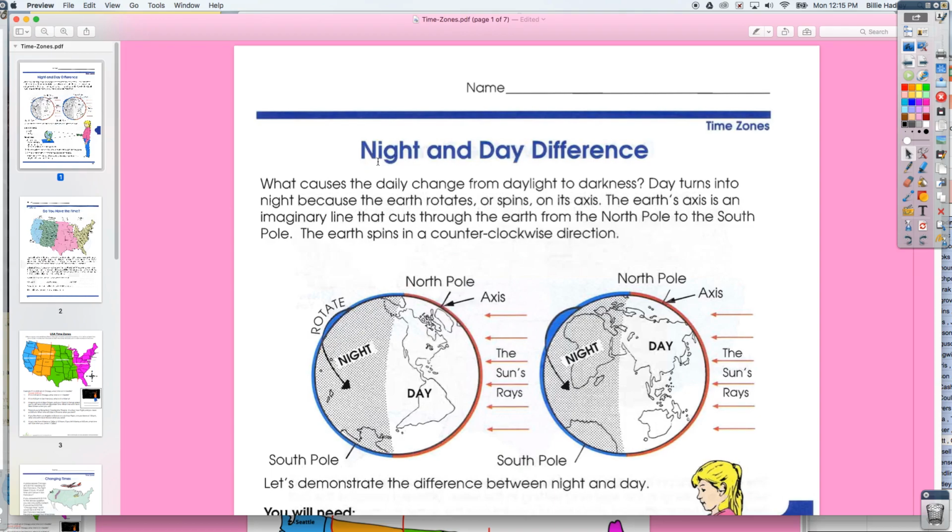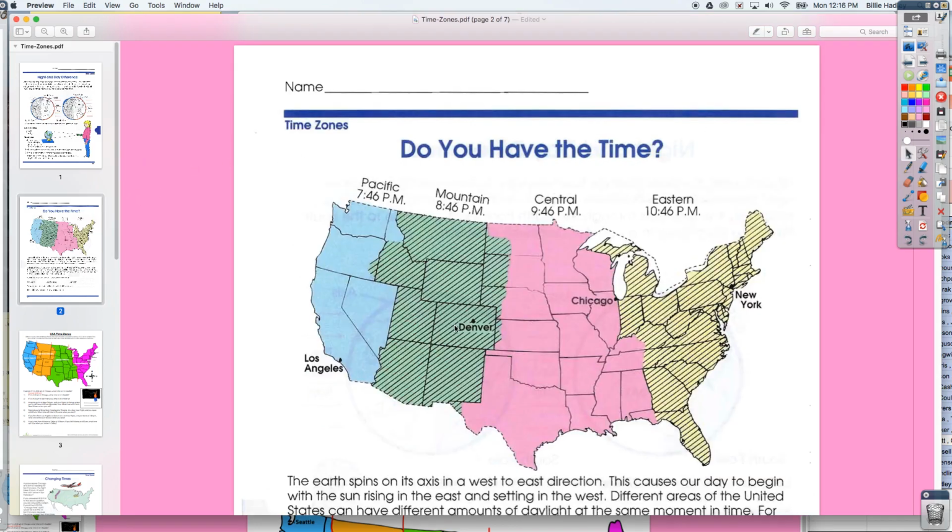This is the beginning of time zones. First of all is understanding what makes day and night. As this little graphic illustrates, when you have the sun on one side, you get day. And when you have the sun on the other side of the earth, you get night, because it's dark and the sun is on the other side of the earth. So to adjust for that, time zones were created.